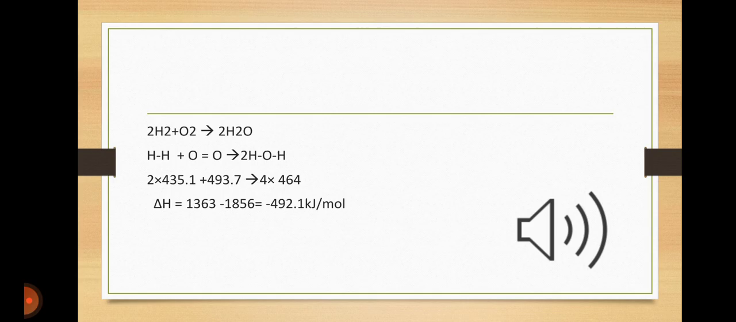In this way we have to calculate the change in enthalpy of the reaction by considering the bond energies of the bonds present in the reactants and the products. So we have to calculate the change in enthalpy from the data given in the problems.